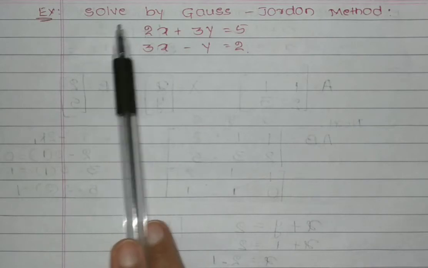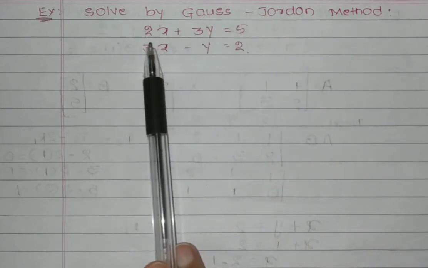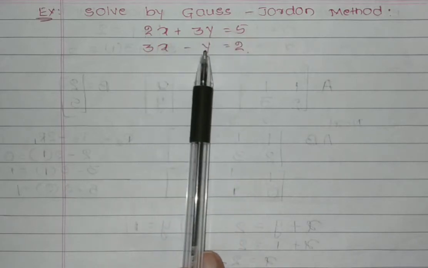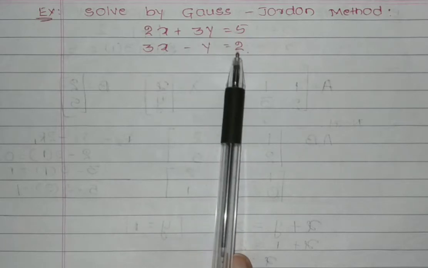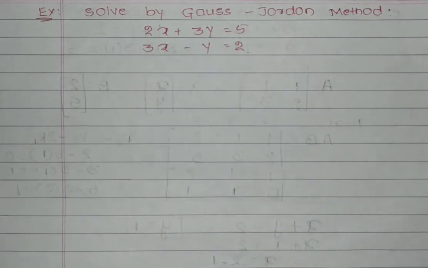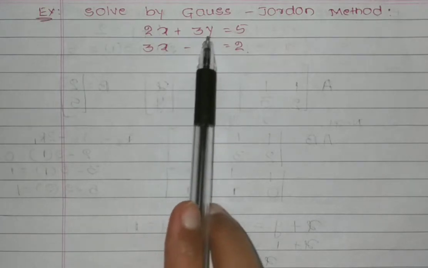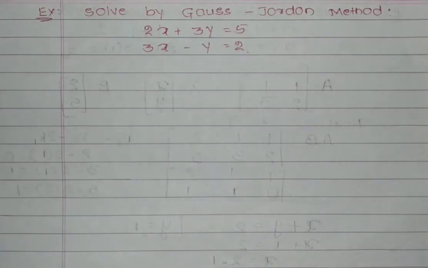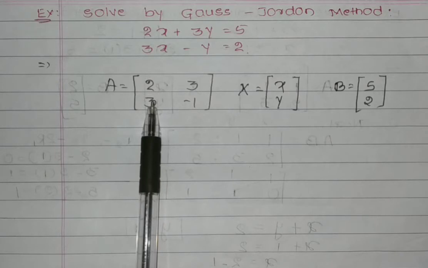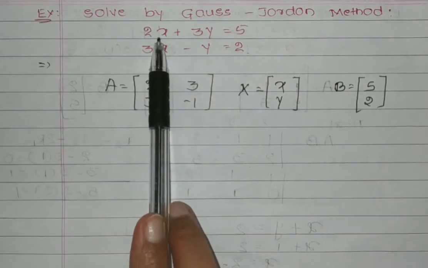So the question is, solve by the Gauss-Jordan method and the equations are 2x plus 3y is equal to 5, 3x minus y is equal to 2. So for these two equations, x and y value we need to calculate using the Gauss-Jordan method. For that, first we have to convert these given equations in terms of matrices, that is matrix A, matrix X and matrix B.